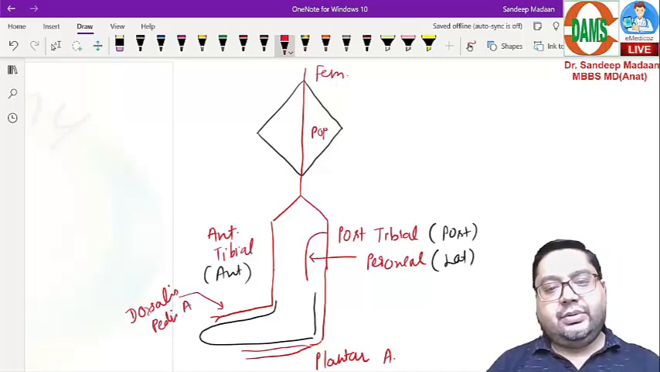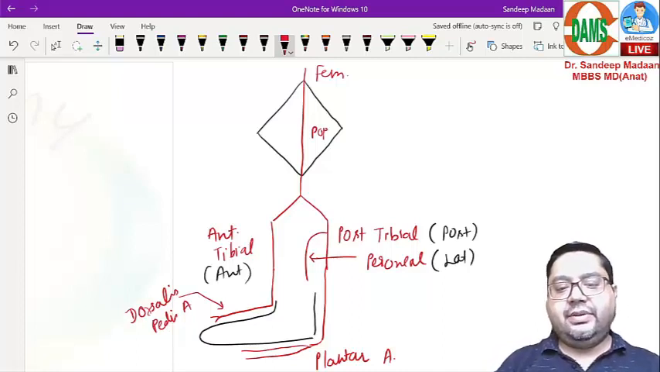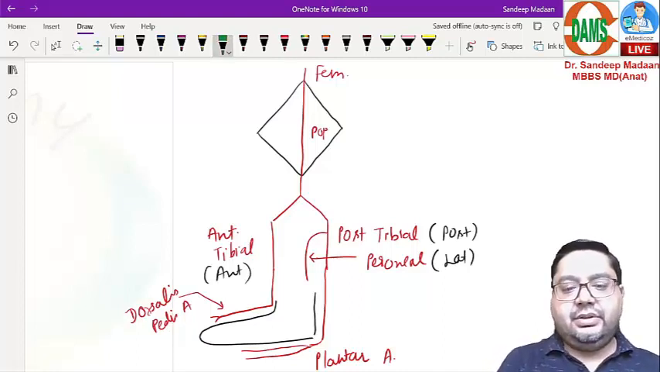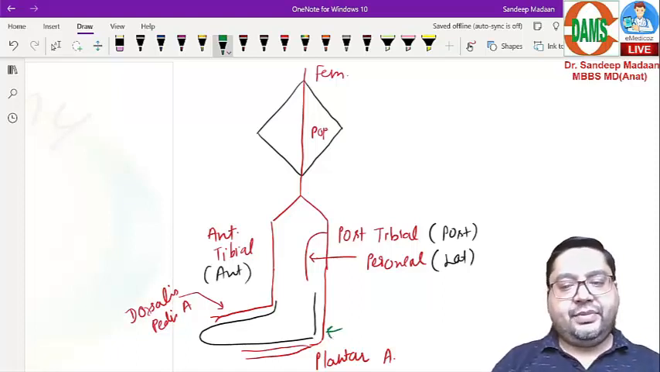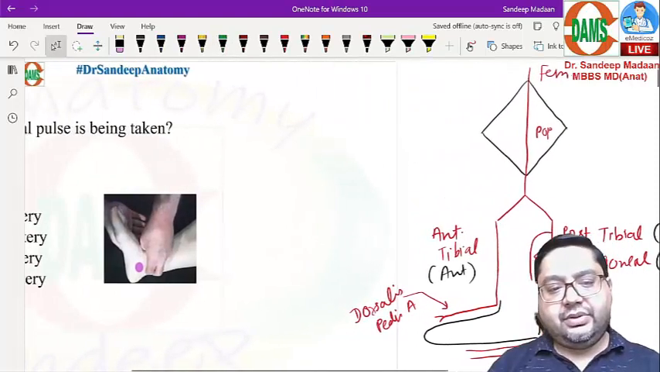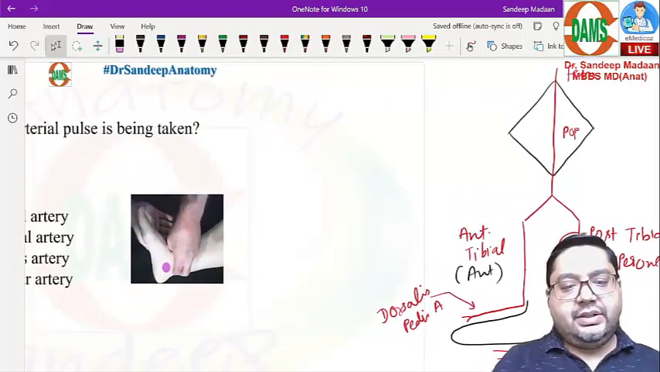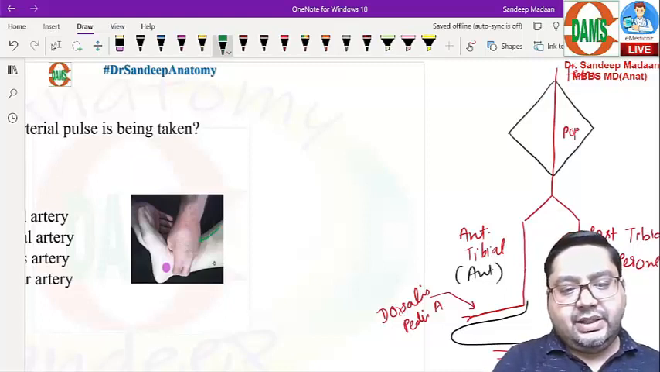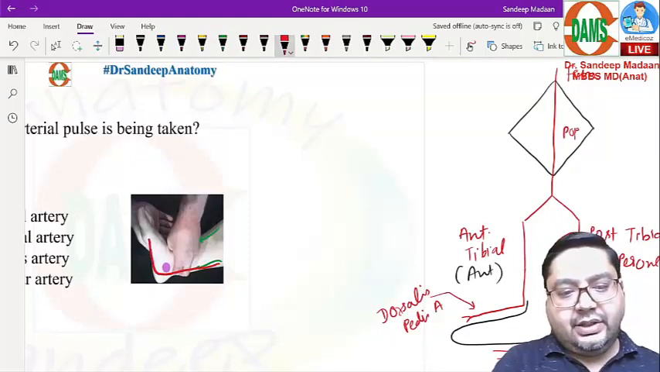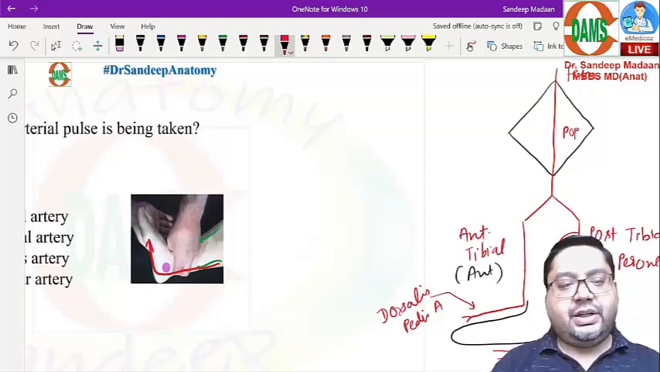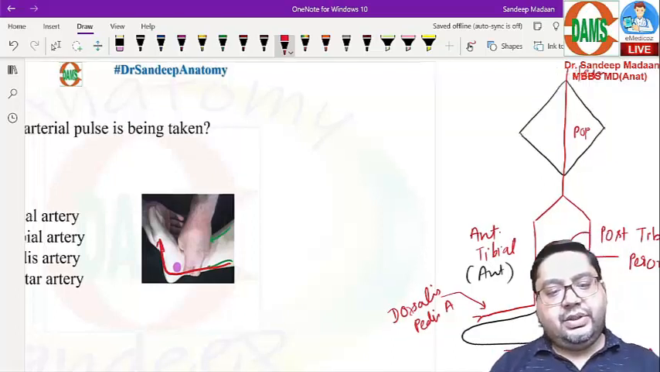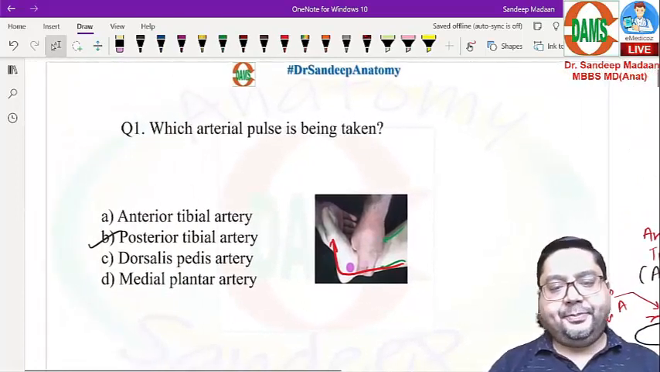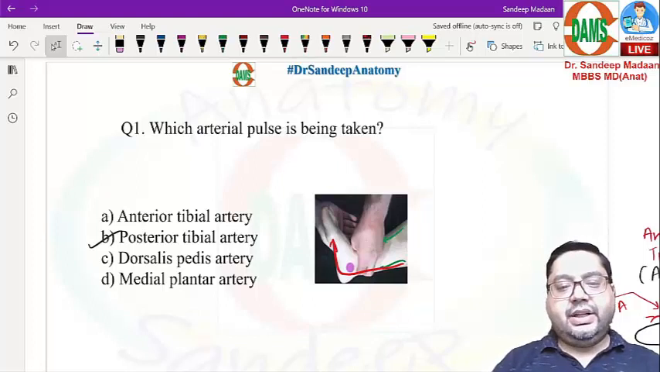Now these are the vessels in different parts, and in the given picture, this particular vessel was being palpated here. That is why the answer to this question was the posterior tibial artery. You can see this is the anterior compartment of the leg, this is the posterior compartment of the leg, and from the posterior compartment the artery comes here, crosses, travels, and then divides into the plantar arteries, right? So this is the posterior tibial artery, which is being palpated here. Now let us move on to the next question.